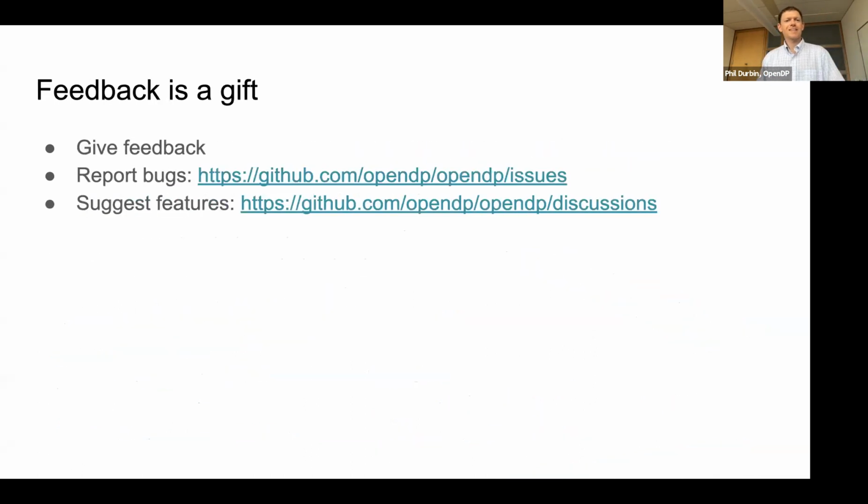I want to emphasize again that feedback is a gift, so please do give feedback on everything from the software itself to documentation. For bugs, we're using the standard GitHub issue tracker, so you can just go to OpenDP on GitHub and open an issue there. For features, we're trying out a relatively new feature of GitHub called GitHub Discussions. So our thought was you can start a new discussion there about a feature you'd like to see in OpenDP. And then there's actually a button that we can click just to convert that discussion into an issue.